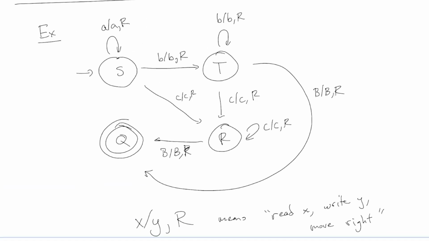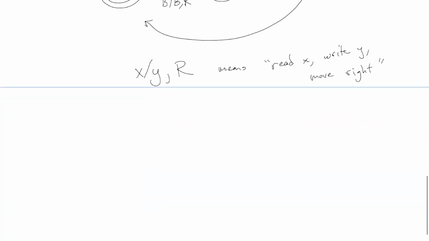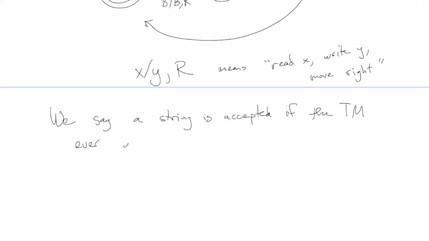All right. Let's just try one string and see if it's accepted. Just like NFA, DFA, or whatever, these things accept or reject some strings. Let me tell you what it means to be accepted. We say a string is accepted if the Turing machine ever enters an accepting state, which in our example is there is one accepting state.